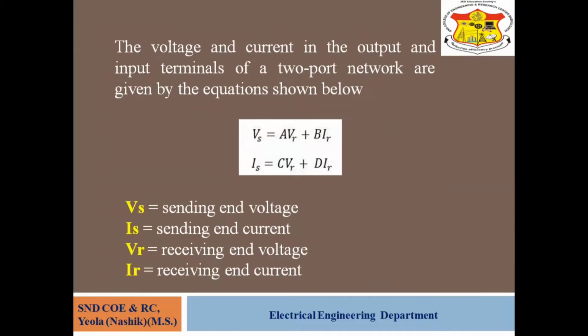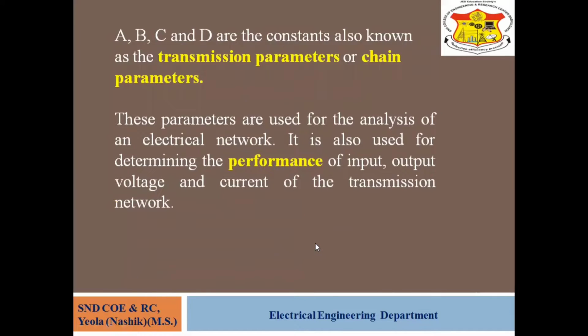The voltage and current at the output and input terminals of a two-port network are given by the equations shown below. Vs equals A VR plus B IR. Is equals C VR plus D IR, where Vs and Is are the sending end voltage and sending end current, and VR and IR are the receiving end voltage and receiving end current. A, B, C, D are constants known as the transmission parameters or chain parameters.